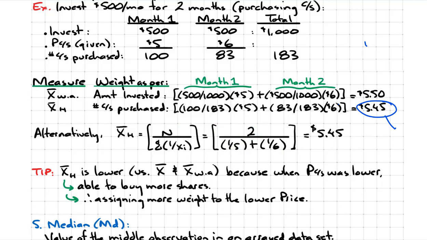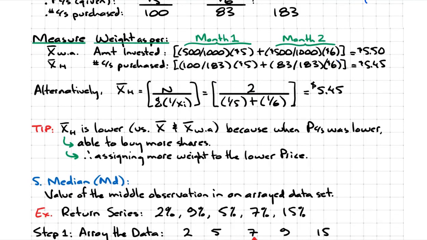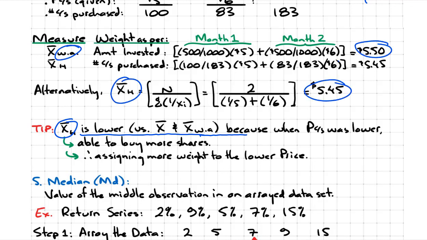Now, tip. Harmonic mean is lower versus arithmetic mean and weighted average. So you can see that right here, right? So here's the harmonic, it's 545, whereas weighted average, it's 550.